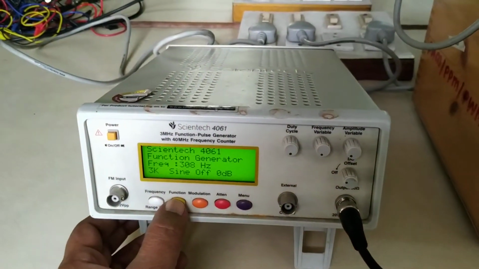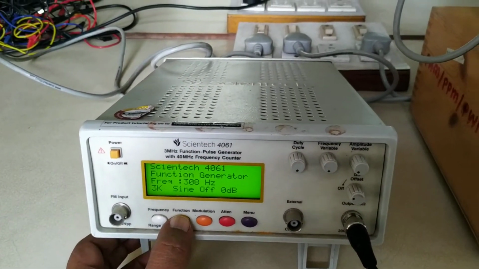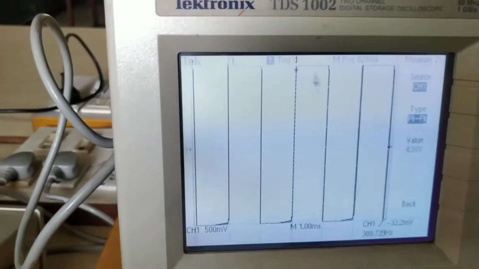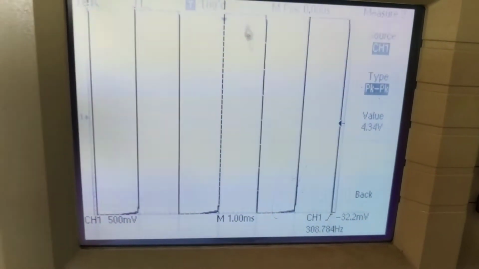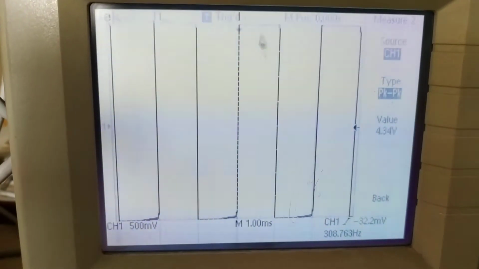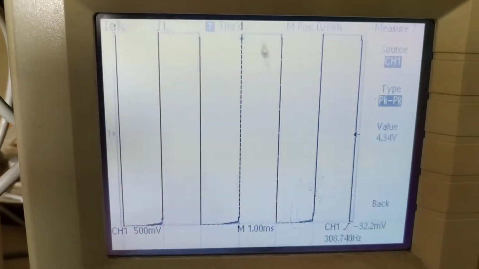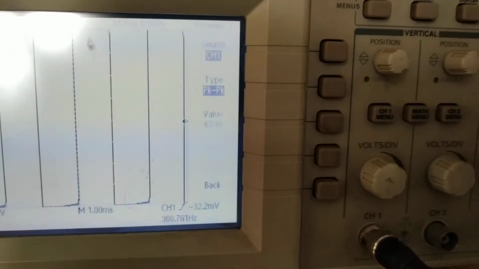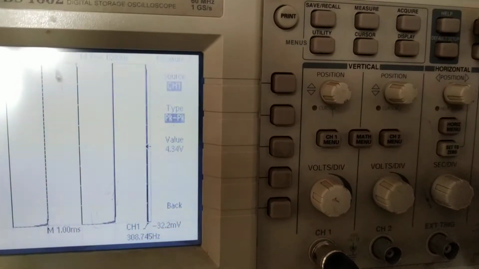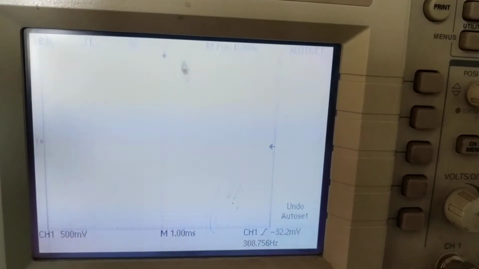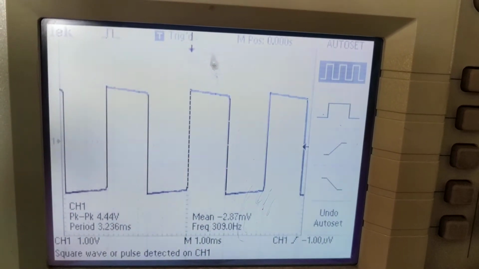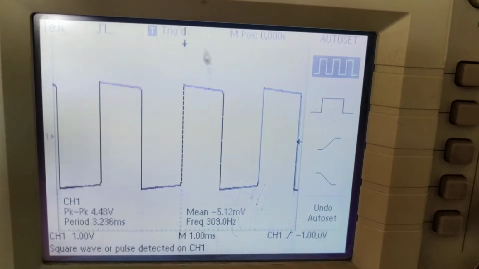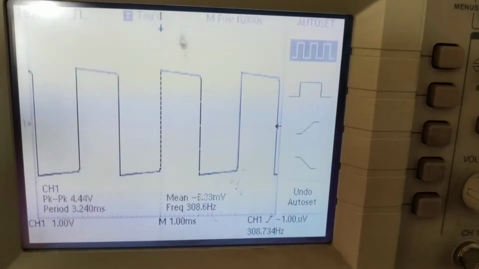Now I will change the function. Instead of sine wave, I am giving a square wave. So you are getting the square wave here. Okay, with the square wave you are not getting the square wave accurately, accurately in the sense of display. So that is why go for the auto set button. Then you will get the correct square wave displayed there. Okay, so that is the function of auto set.